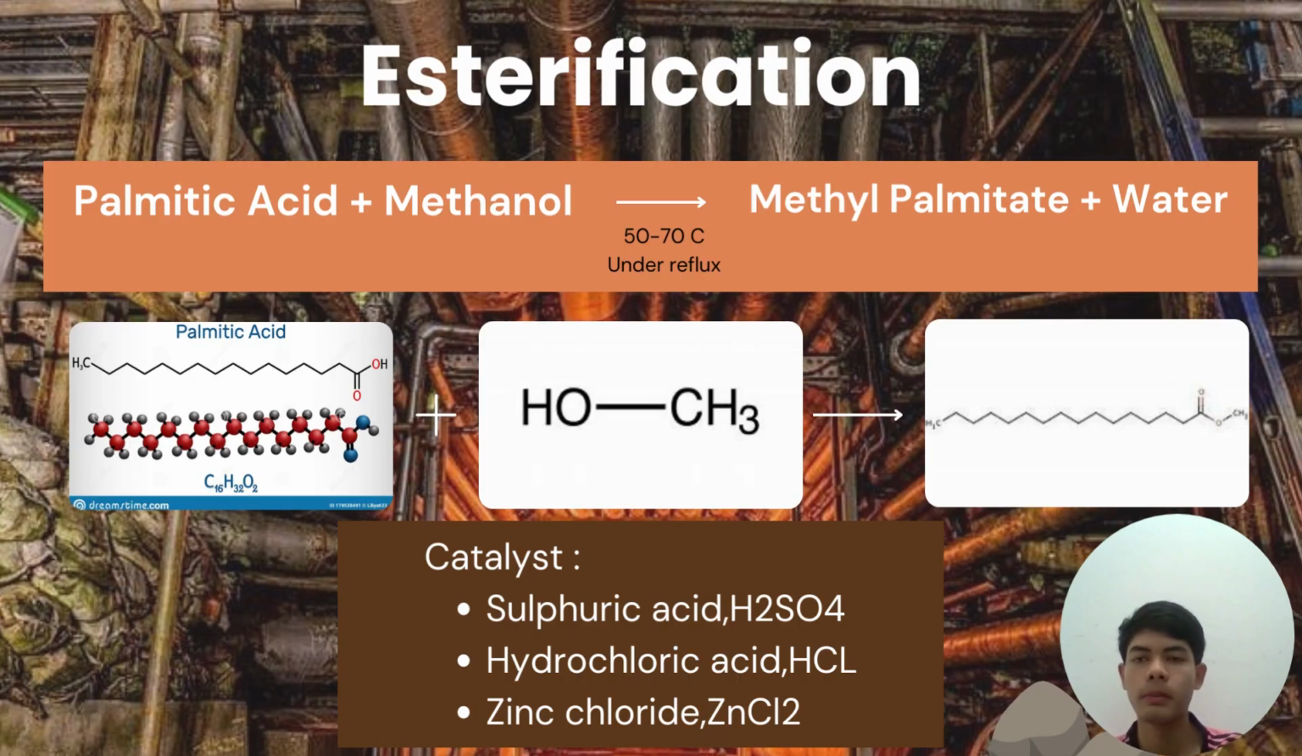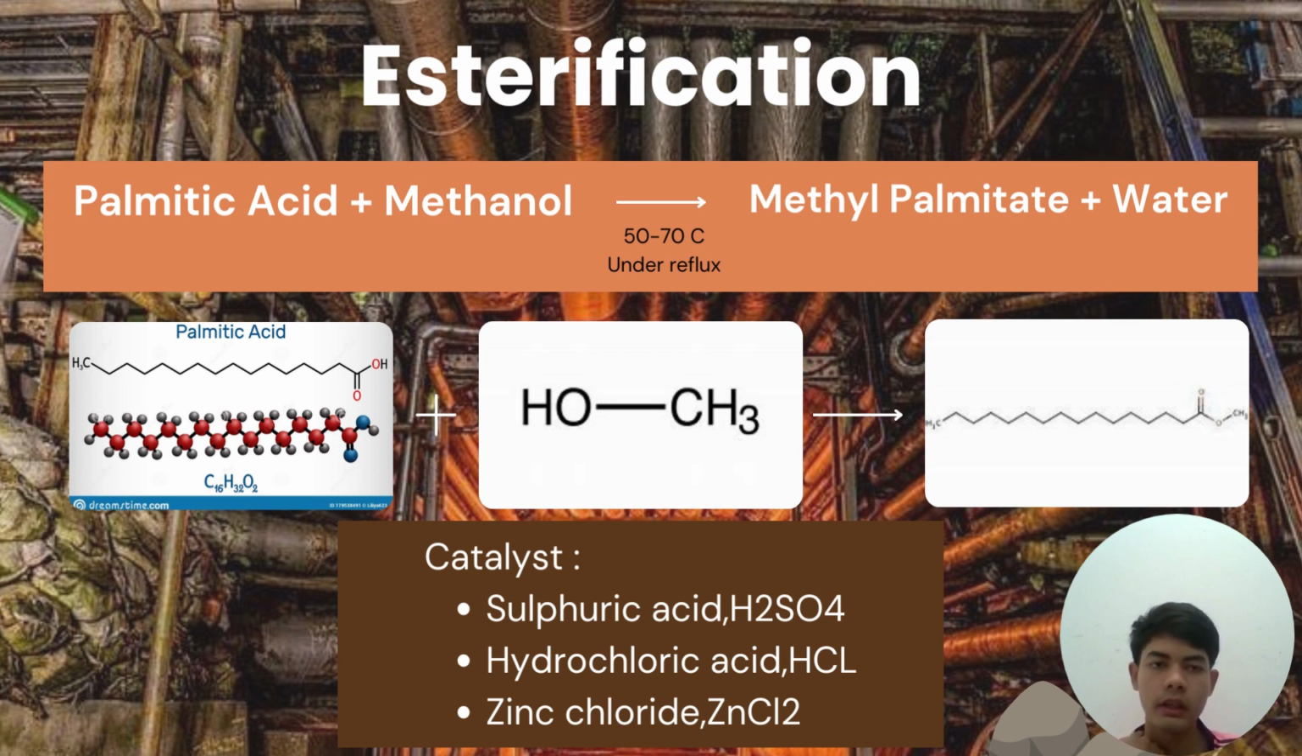So let's go deeper into the palm ester reactor system reaction. Usually the acid and the alcohol used are palm fatty acid distillate, or we call it palmitic acid, and the alcohol used is methanol. The reaction occurs at a temperature between 50 and 70 degrees Celsius under reflux condition. The catalyst used is usually sulfuric acid, hydrochloric acid, or a Lewis acid such as zinc chloride solution.